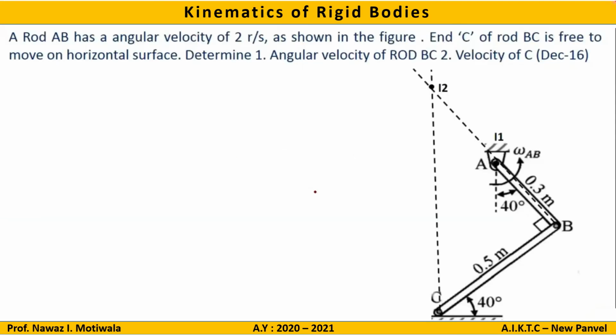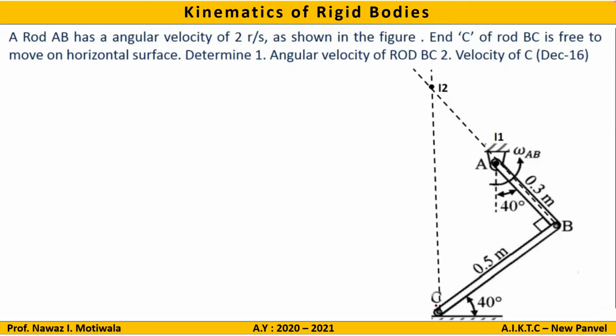The next problem is: a rod AB has an angular velocity of 2 radian per second as shown in the diagram. End C of rod BC is free to move on the horizontal surface. We have to determine the angular velocity of rod BC, and second, the velocity of point C.